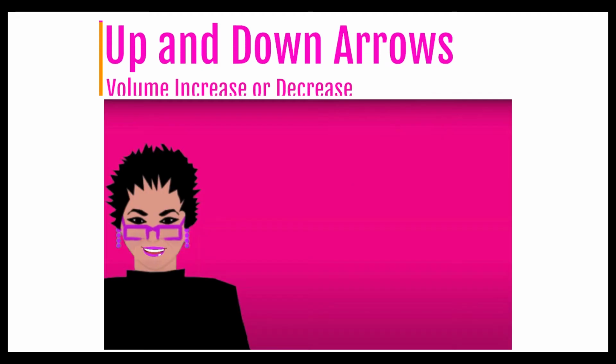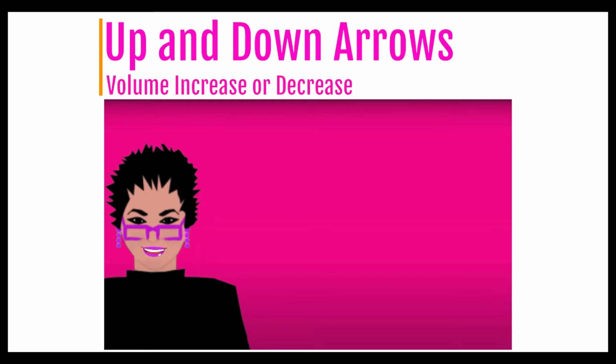Tip number 3. Now, this is great if you have to increase the volume or turn it down. You need to do it in a hurry or just because you've got your hands on the keyboard. The up and down arrows on the keyboard allow you to increase or decrease. So the up arrow is to make it louder, the down arrow is to make it softer. Pretty cool, huh?